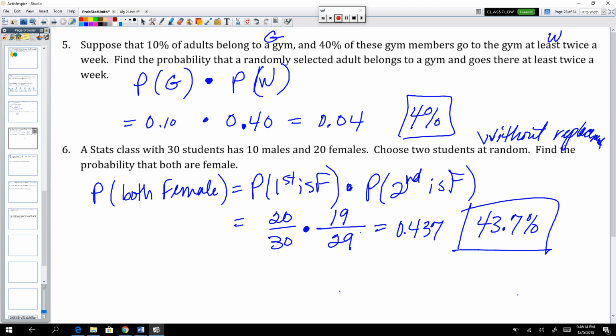Alright, so that is our lesson for Part B. Short and sweet and simple. Do take your time on question number 7 and come to us with questions.